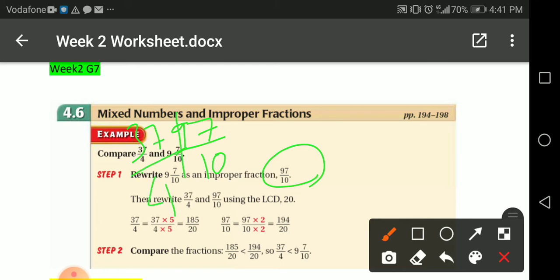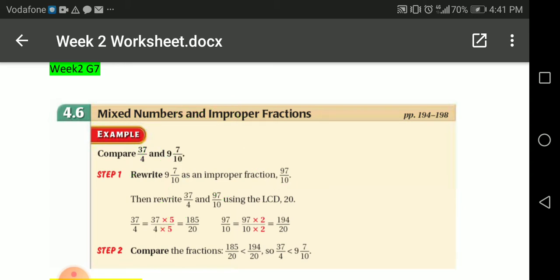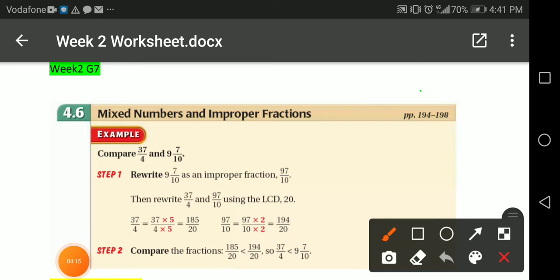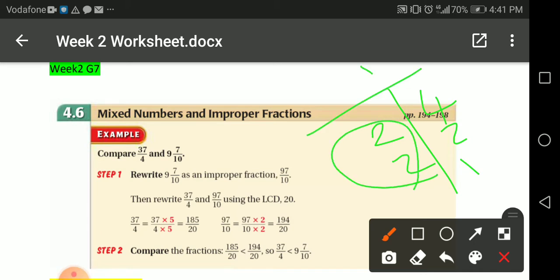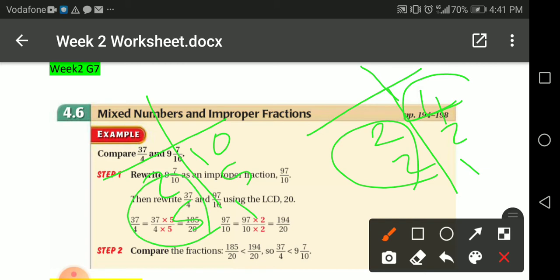I want to compare between them. I can do it in two ways: cross multiplication, or finding the LCM of 4 and 10. Let's see the LCM of 4 and 10. For 4, by prime factorization: 4 divided by 2, 2 divided by 2, 1. So the prime factors of 4 are 2 and 2. What about the factors of 10? 10 divided by 2 gives 5, divided by 5 gives 1. So 2 and 5.